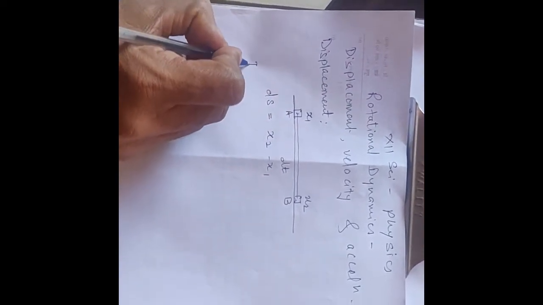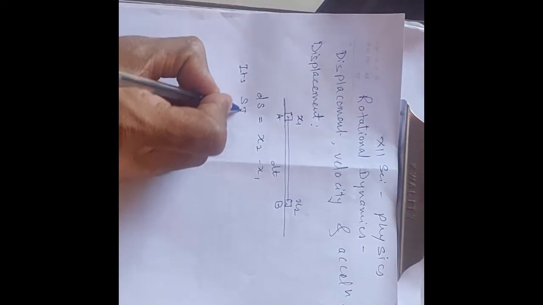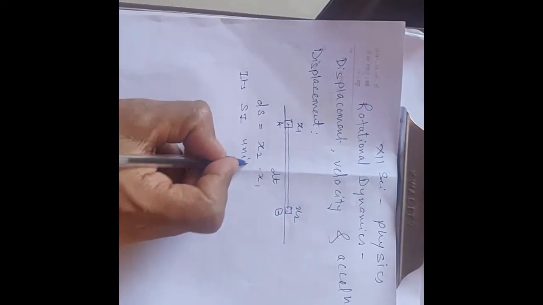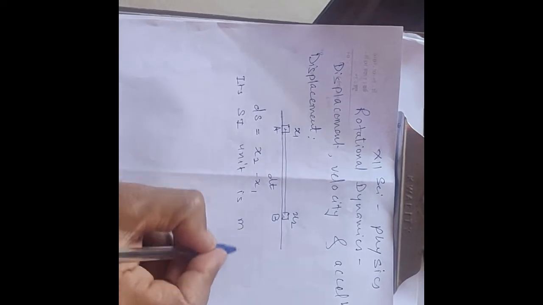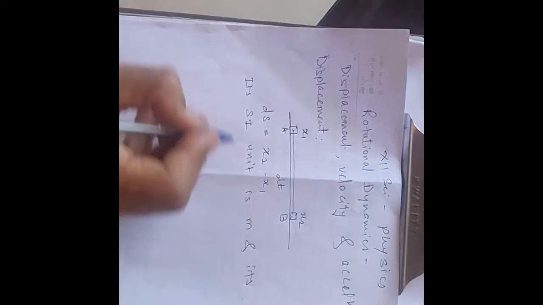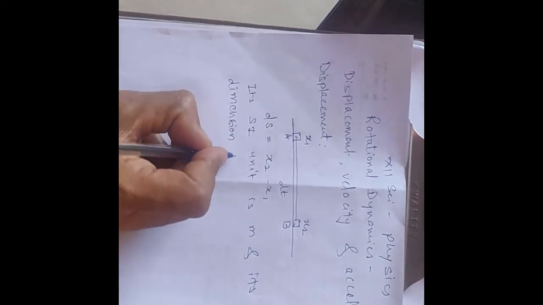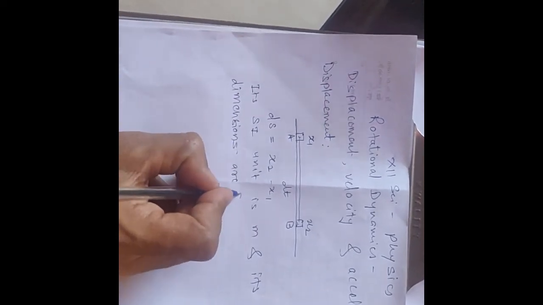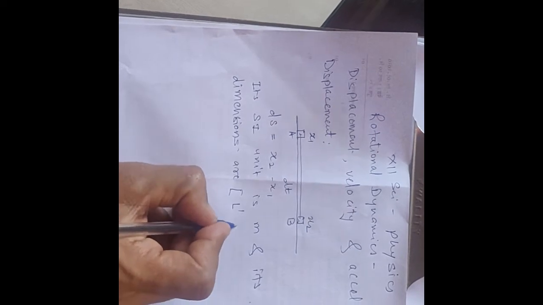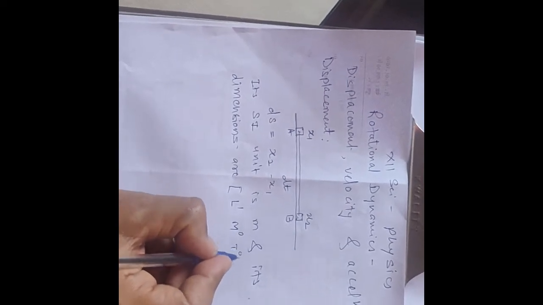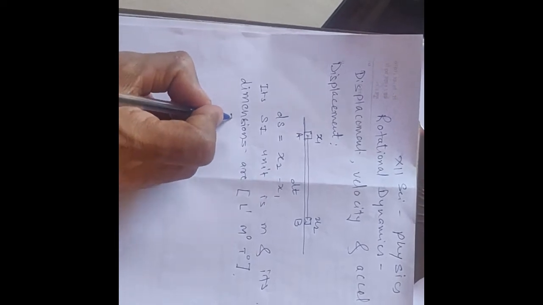Its SI unit is meter and its dimensions are 1 in length, 0 in mass, 0 in time, and it is a vector quantity.